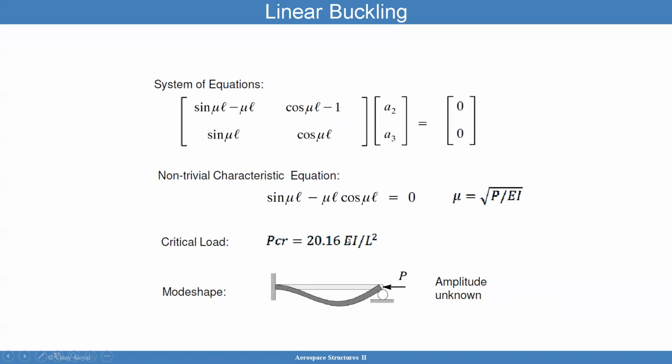So what you will get out of that is a mode shape with an amplitude that's unknown. So you're not going to know really anything else other than the mode shape, the shape that it took after buckling, and you will also find the critical load. But you may not know how much it moved.